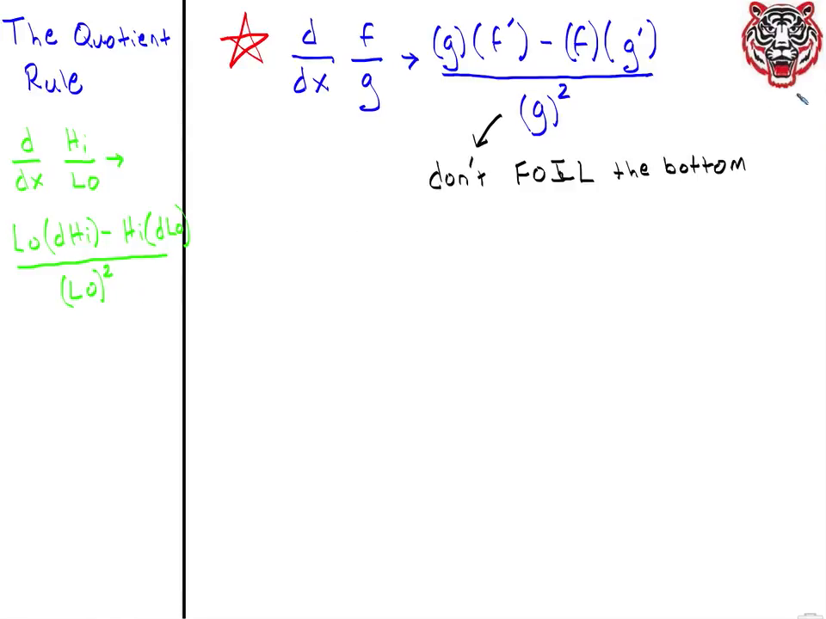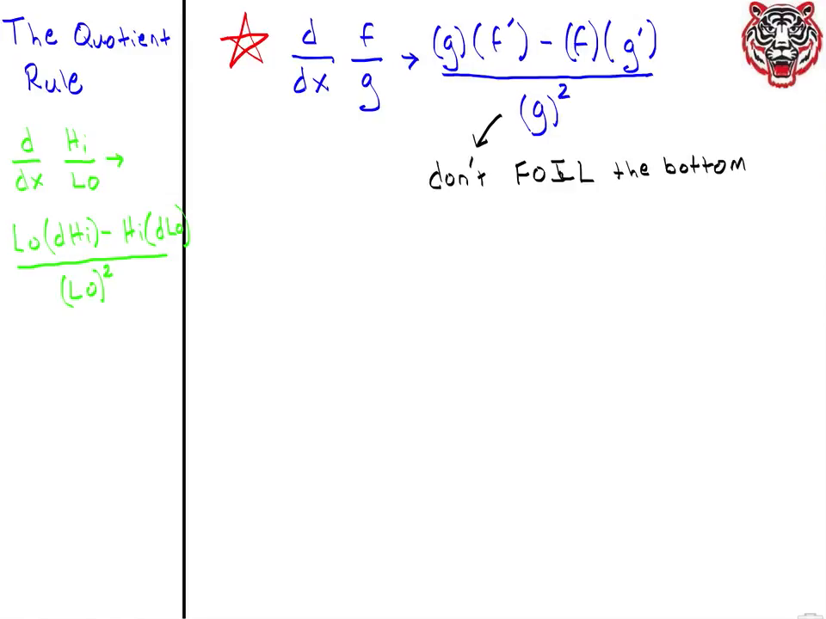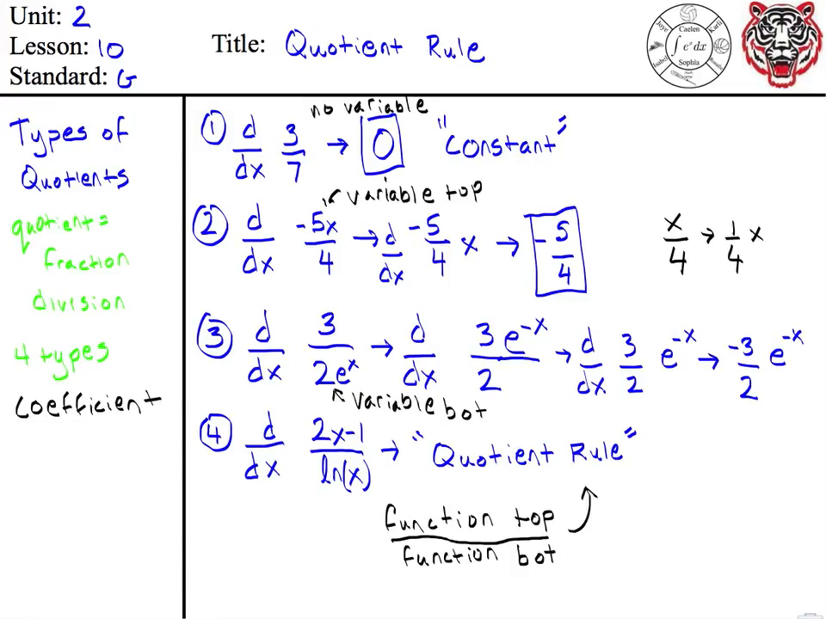So you guys want to apply it to this function? All right, let me go ahead and copy it down here. Low d high minus high d low, divided by low low. All right, let's do this problem. I'm taking the derivative of 2x minus 1 divided by natural log of x.